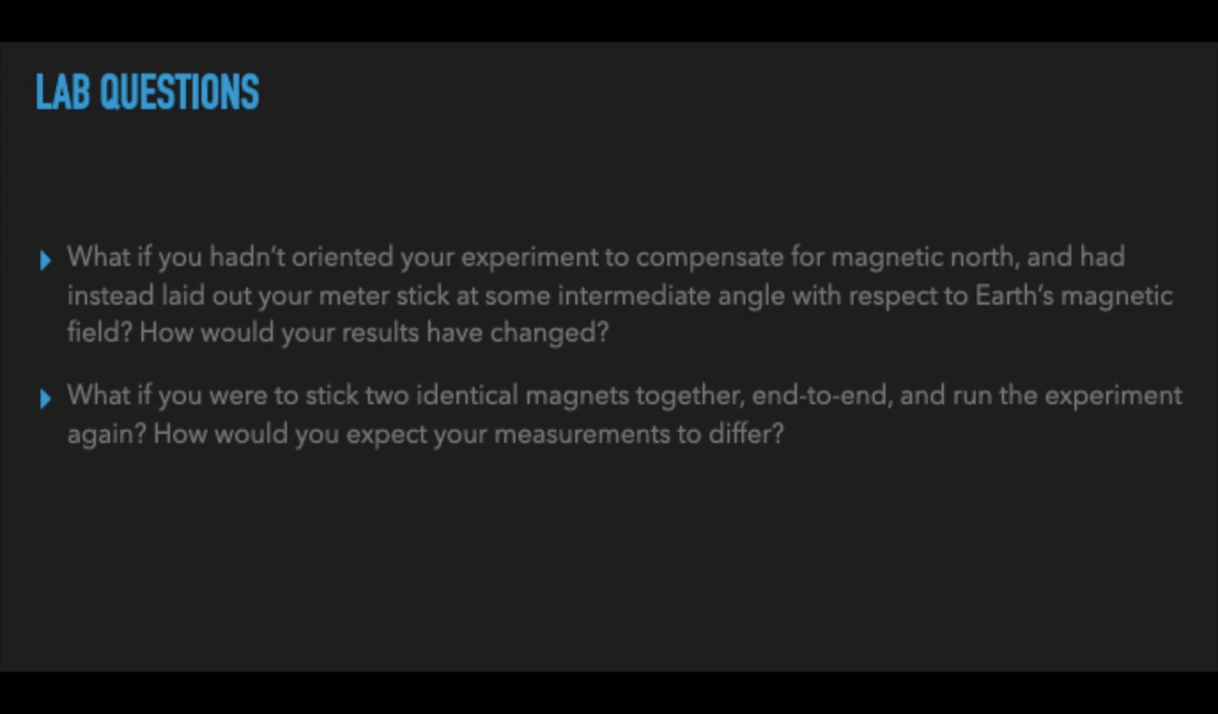If we had stuck two magnets together, yet still compensated for Earth's magnetic north, we would have gotten, although the same direction of the magnetic field, different values, due to the fact that the new magnet now creates a new magnetic field that interacts with the first.